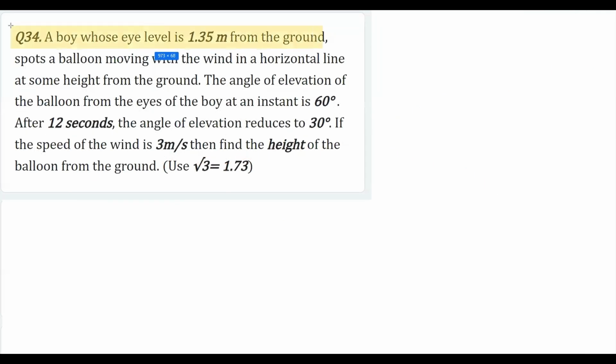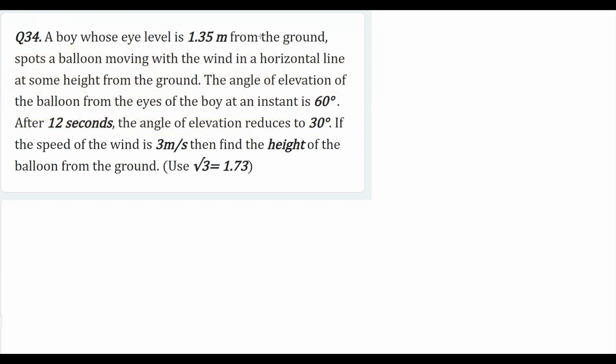Now we are on question 34. It says that a boy whose eye is at a height of 1.35 meter from the ground spots a balloon which is moving horizontally at some height from the ground, and the angle of elevation of the balloon from the boy at an instant is 60 degree. And after 12 seconds, the angle changes to 30 degree.